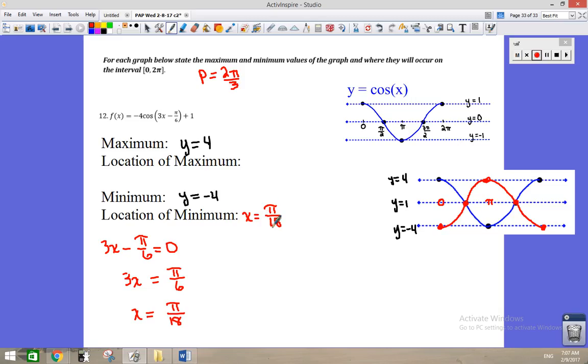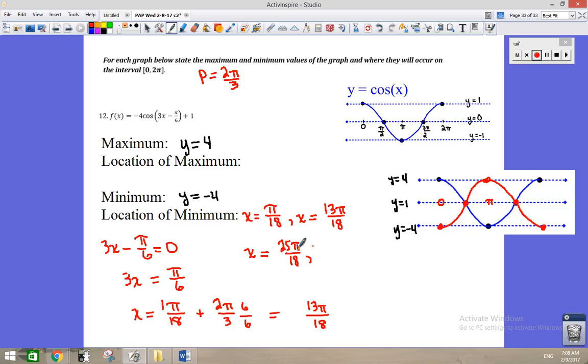So if this is pi over 18, then I know that the next time that I'm at a minimum value is, well, if I get a common denominator of 18, at 13 pi over 18. 2 times 6 is 12. 12 plus 1 is 13. And if I add another 12, I'll be at 25 pi over 18.